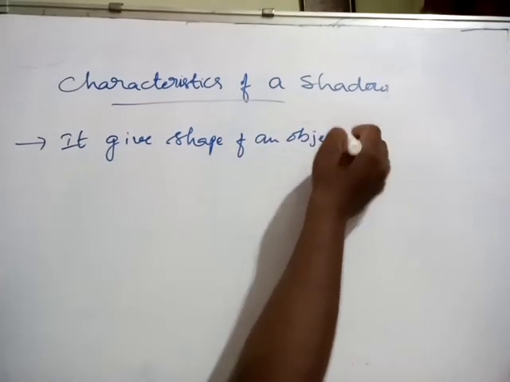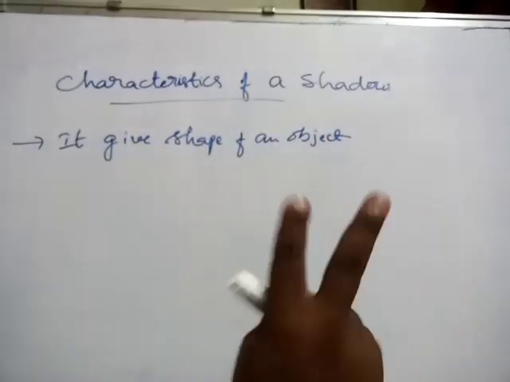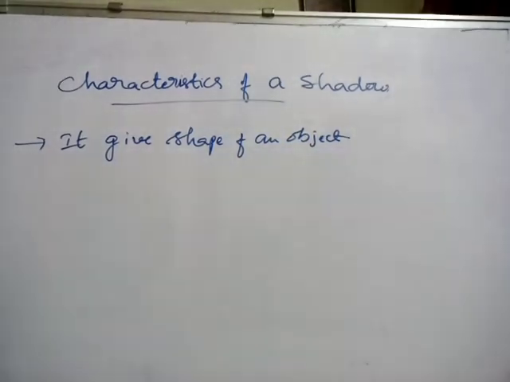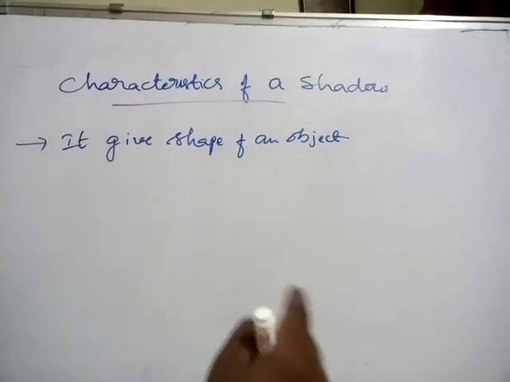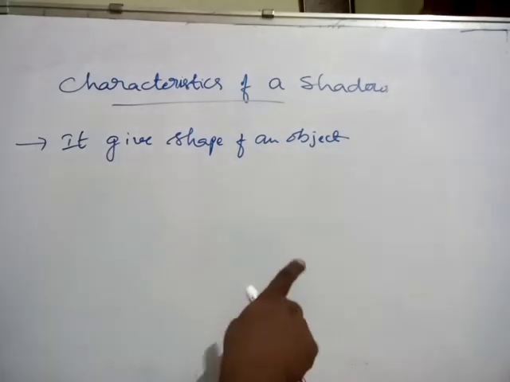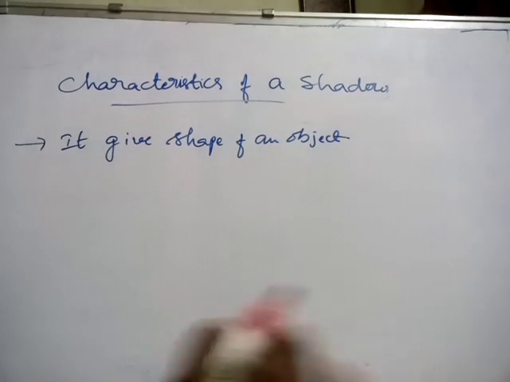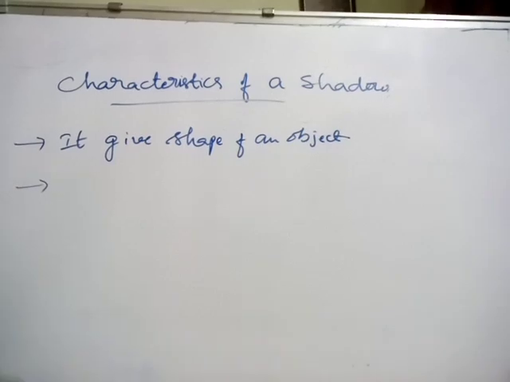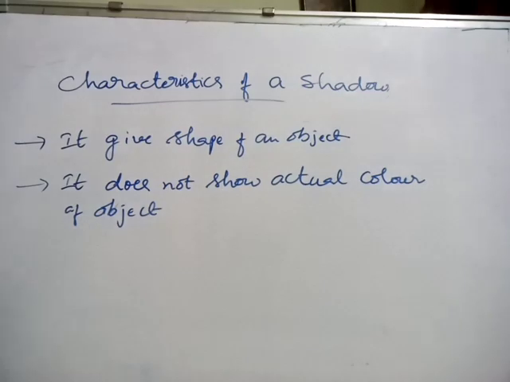First point. Okay. And if for example one black person and white person both are stood in front of the bulb, the shadow for both the persons are dark only, no? Is it or not? White person shadow is dark only, black person shadow also dark only. So we can't recognize the color of the object, means shadow doesn't give as it is color of the object. It doesn't show actual color of the object. Okay.